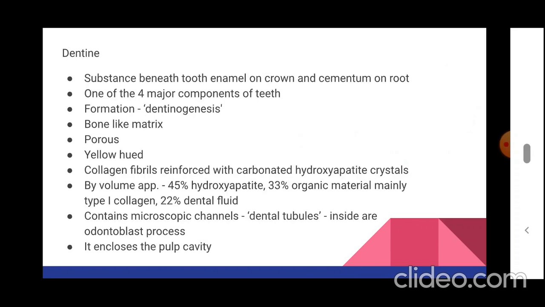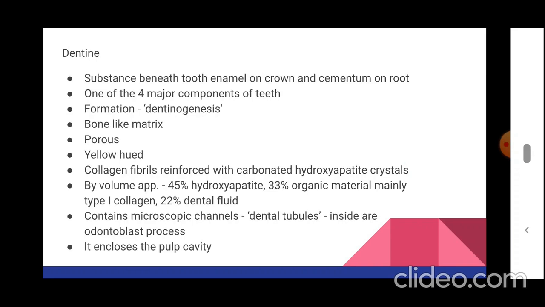dentinogenesis. It is a bone-like matrix. It is porous, and also it is yellow-hued, means it is a yellowish white in color. And here we can see collagen fibrils reinforced with carbonated hydroxyapatite crystals. And when we talk about the composition, by volume approximately 45% is hydroxyapatite, 33% is organic material, mainly type 1 collagen, and 22% is dental fluid. This is the composition that we see in the dentin.